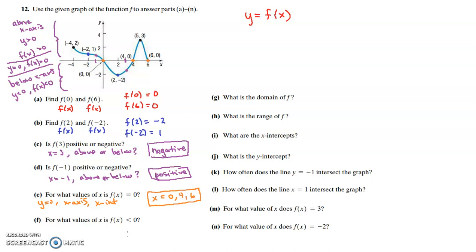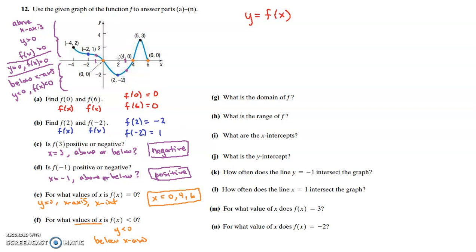All right, next, f of x less than 0. So this time we want to know where our function values or our y values are less than 0. And we remember what we just talked about. That's the same as saying, where is the graph below the x-axis? So let's find that part of the graph first, and then we'll decide the values of x for the answer.